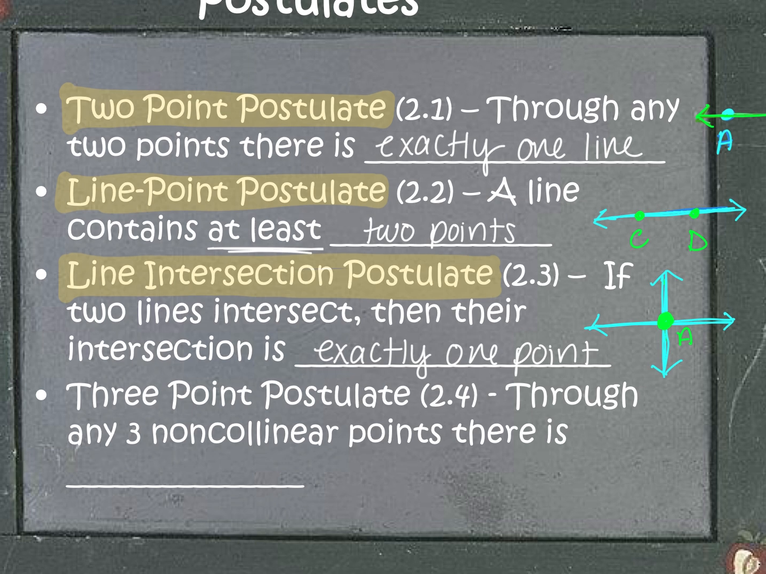Looking at the next one, I have the 3-point postulate. We hopefully should know what we're using 3 points for. What do I use 3 points for when I'm naming? What do I name? Go to plane, okay? Through any 3 non-collinear points, there is exactly 1 plane.